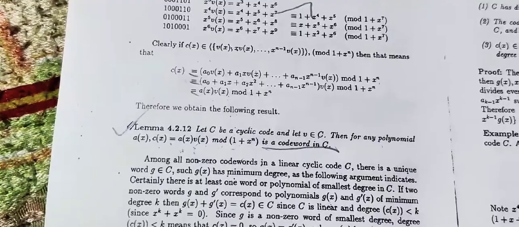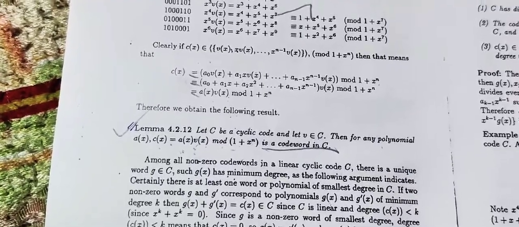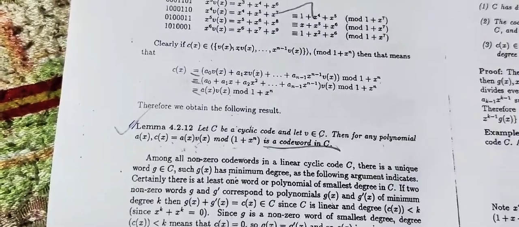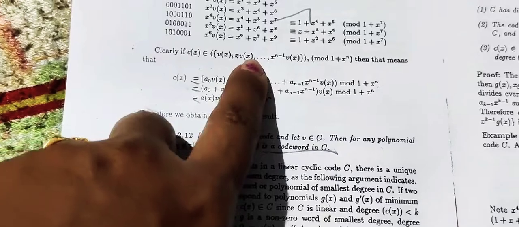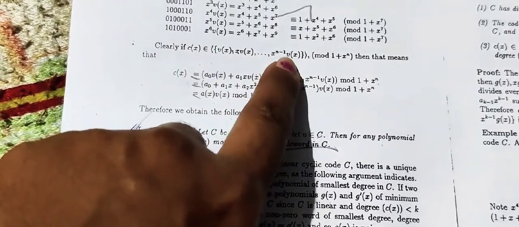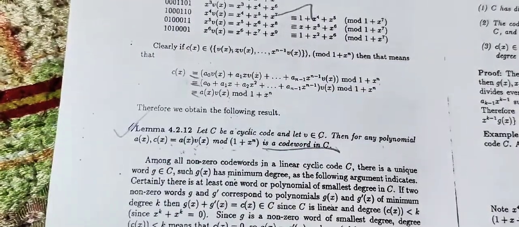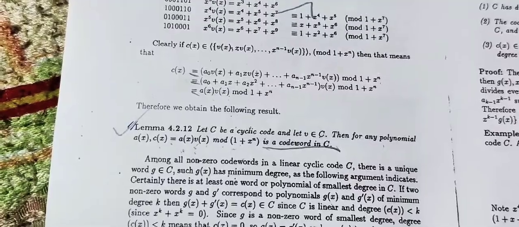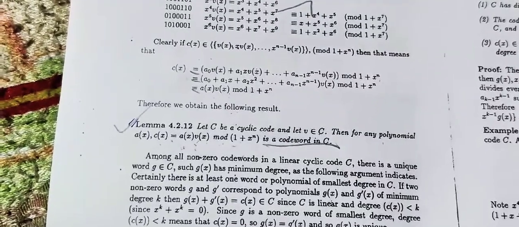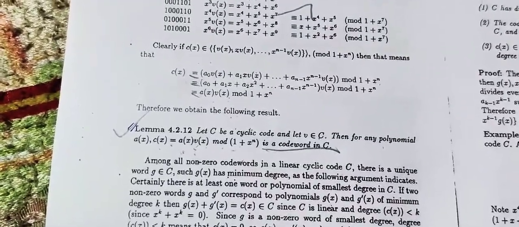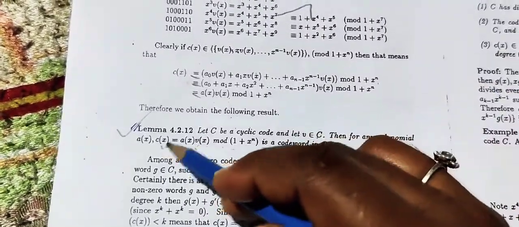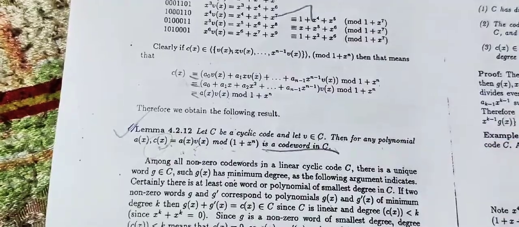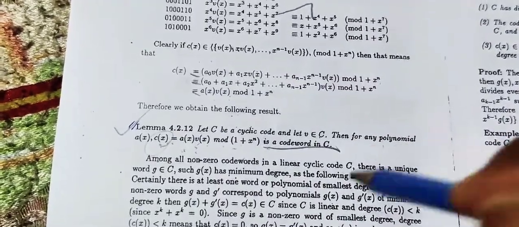Let C be a cyclic code and v belong to C. For any polynomial a of x, c of x belongs to what? It is the collection, the set of v of x, x into v of x, etc., x raised to n minus 1 v of x. So for any a of x, c of x is congruent to a of x into v of x modulo 1 plus x raised to n. So this c of x is also a code word in C. That is the lemma.